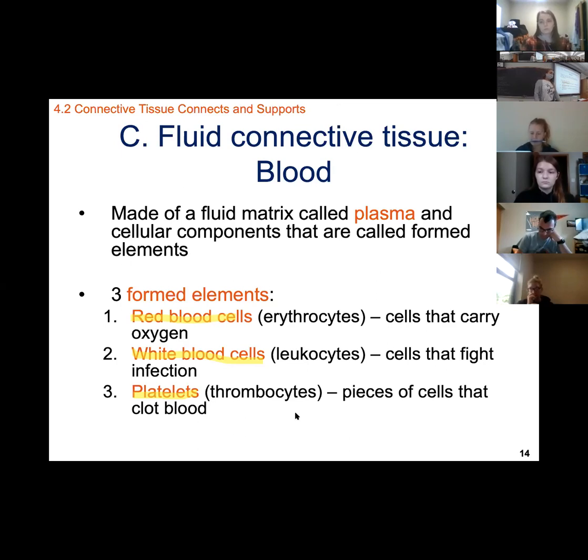Maybe you've heard of somebody who's on blood thinners. My grandma, I think, is on blood thinners. She's 95 years old. If she gets a cut on her finger, it bleeds for a little bit longer than normal because she's on blood thinners.